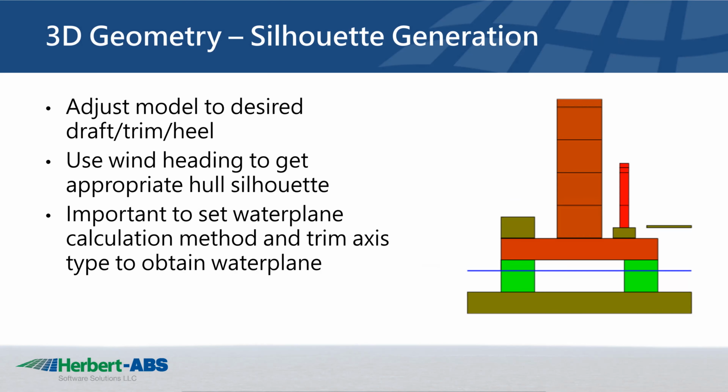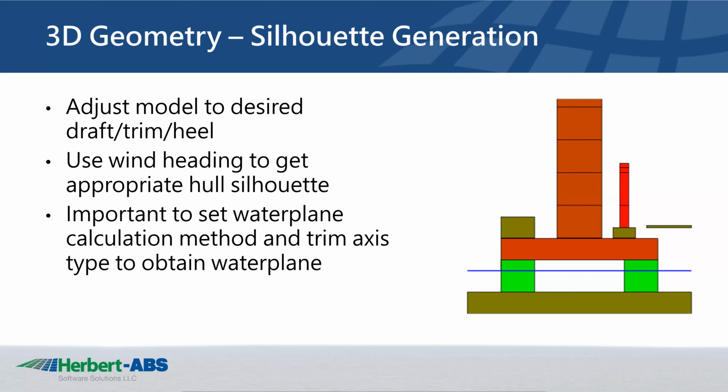Once our geometry is defined, in terms of methodology, we move into generating the wind silhouette. And this is so that we can calculate both our areas, our projected areas, and our lever arms. So the first step here is to adjust the model to the desired draft, trim, and heel, or in the case of running HECSTAB, run the stability calculations for a given loading condition.